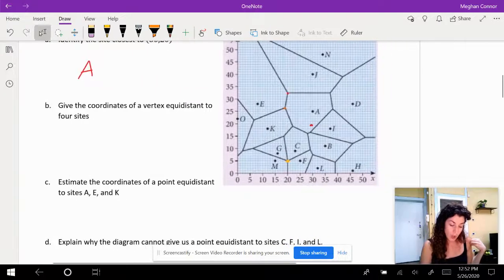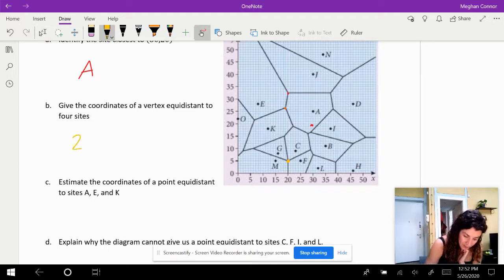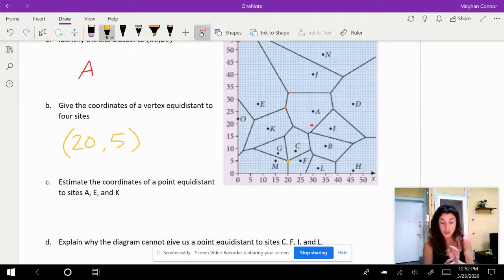So it says give the coordinates of a vertex that is equidistant to 4 sites. So we're going to go ahead and look at that. That one's pretty easy to see, easier than some of the other ones, and it's 25. So if I'm standing there, I could ping off from all 4 cell towers. That's the only place I would ping off of all 4.